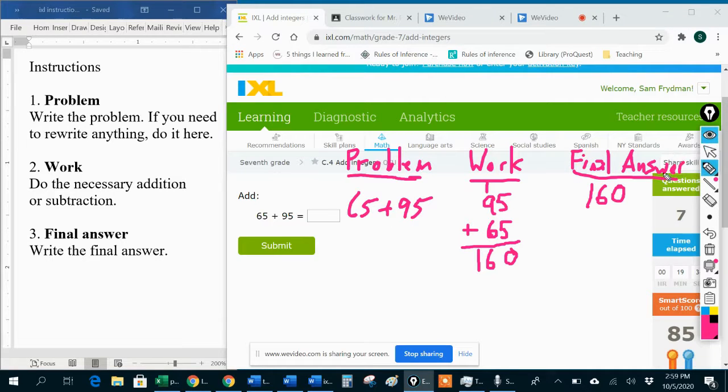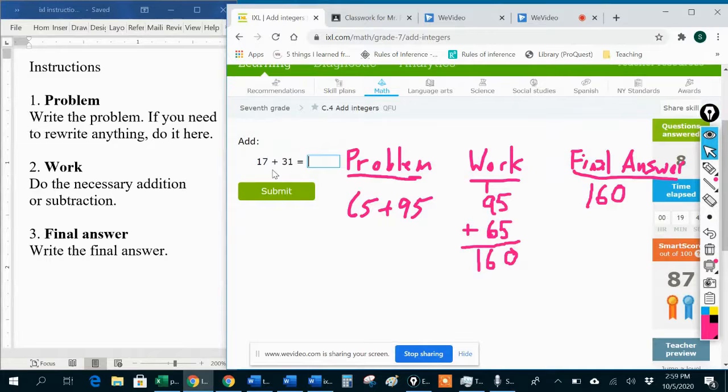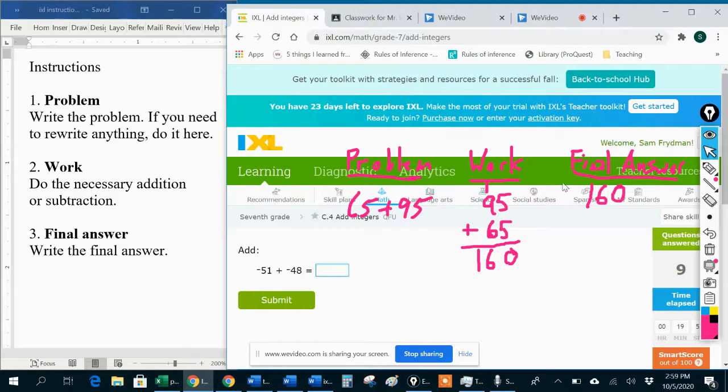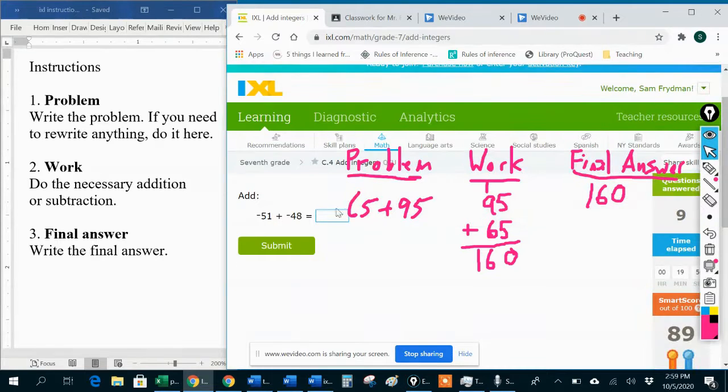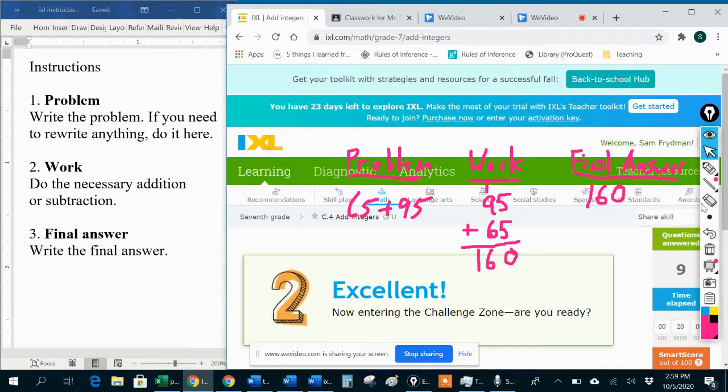Okay, so we'll put 160 there. All right, here's another elementary school problem. 17 plus 31, that would be 48, right? No negatives there, no tricks there. It would just be 48. You should also show the work on your paper, but I just did it quickly. All right, so I'm going to skip to the next level.